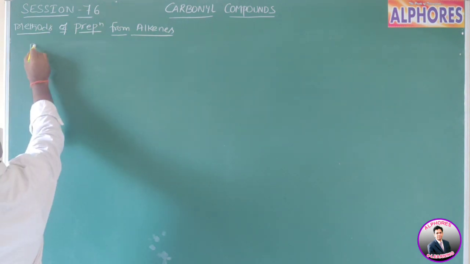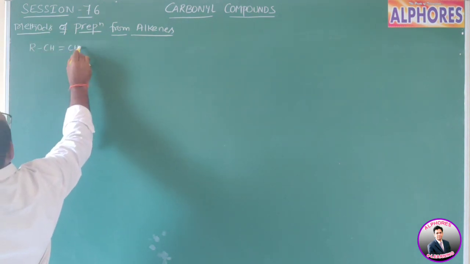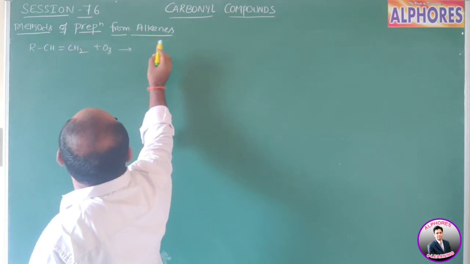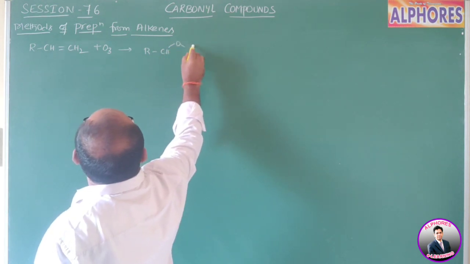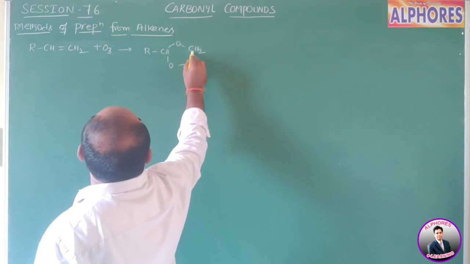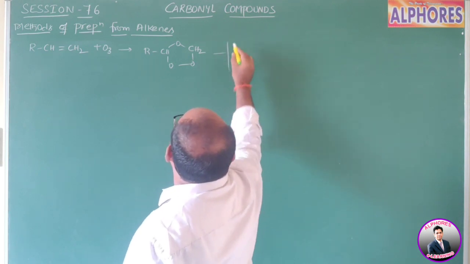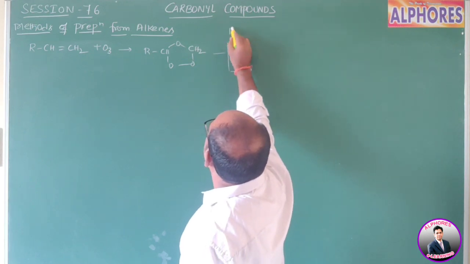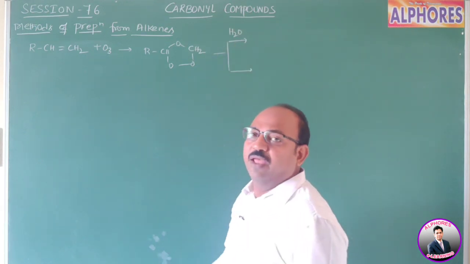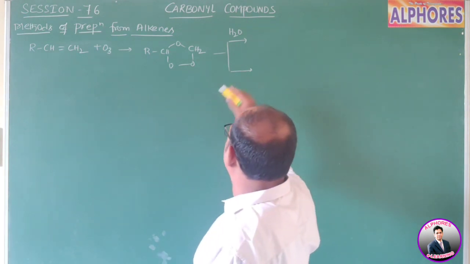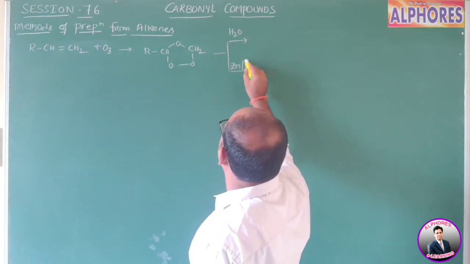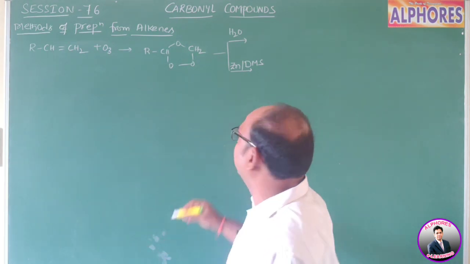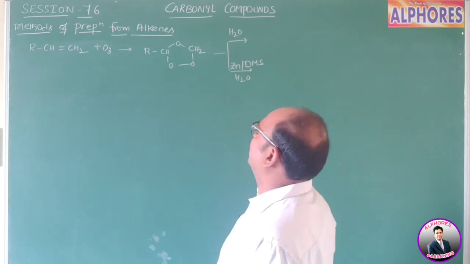Let us continue. I am going to use one substituted alkene, RCH=CH2. This one upon addition of ozone gives ozonide, and this ozonide upon hydrolysis, let us say oxidative hydrolysis, what do we get, and reductive hydrolysis, what do we get. In case of oxidative hydrolysis, I am not going to use any reducing agent like zinc or DMS, dimethyl sulfide. Here I am going to use zinc or dimethyl sulfide, but not sulfoxide. Here the product is dimethyl sulfoxide, with zinc or DMS and water.